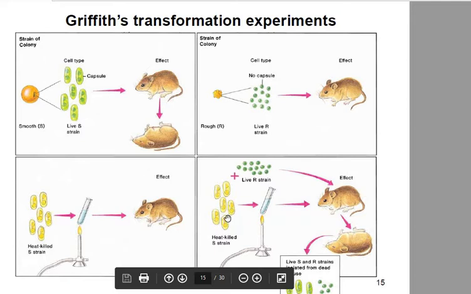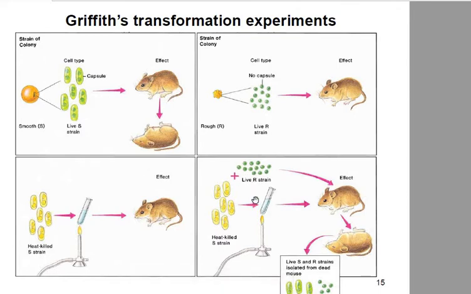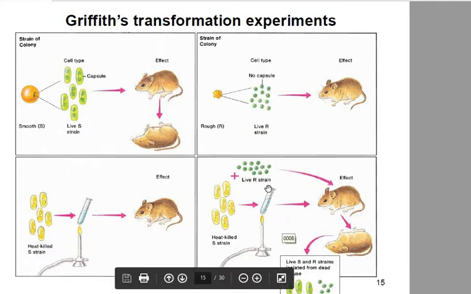He puts the heat killed strain into a test tube. Okay, and now what he did was that he added the live strain that does not cause disease, that is not supposed to cause disease, as in this place. So he added the live strain to the test tube where the heat killed S strain was. Okay, and later he injected what he got into the mouse. But we realized that after some time the mouse died.